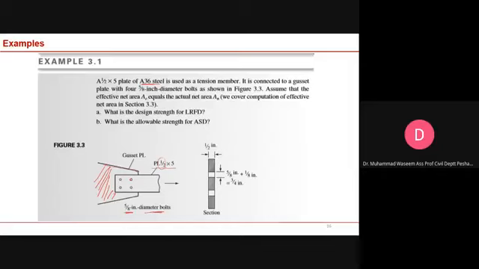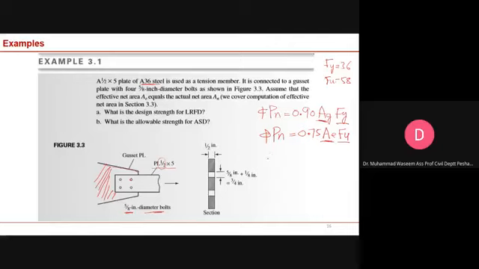So we have to find the design capacities. And what are those capacities? One is 0.90 Ag Fy, this is LRFD, and the other is 0.75 An Fu. FY and FU you already know. For A36, FY is 36 ksi and FU is 58 ksi. Gross area you can calculate. Net area you can calculate.